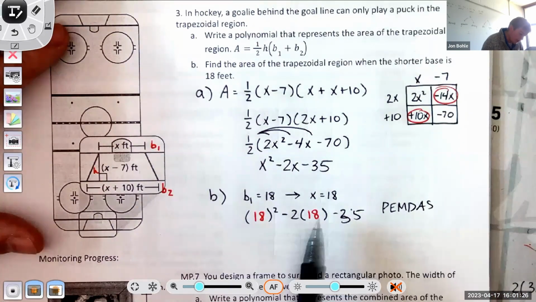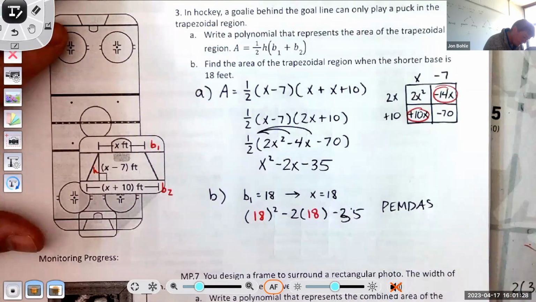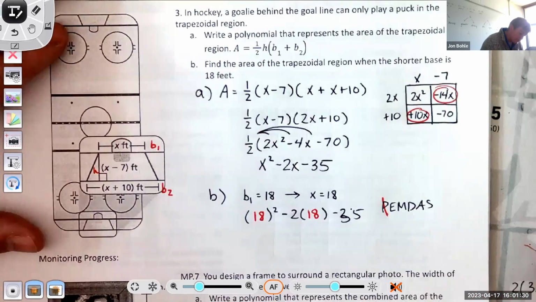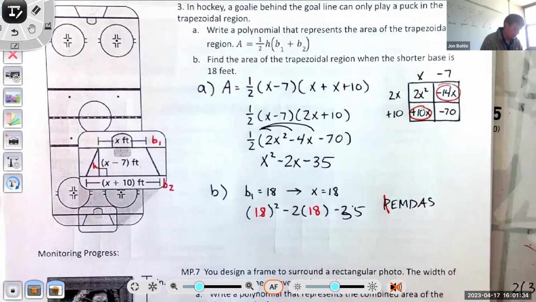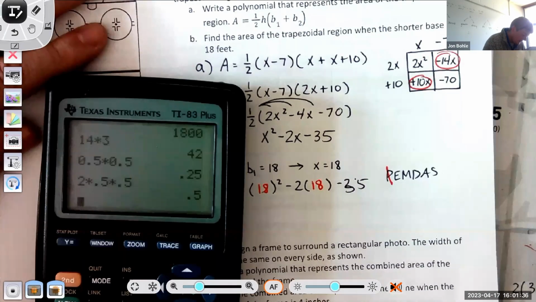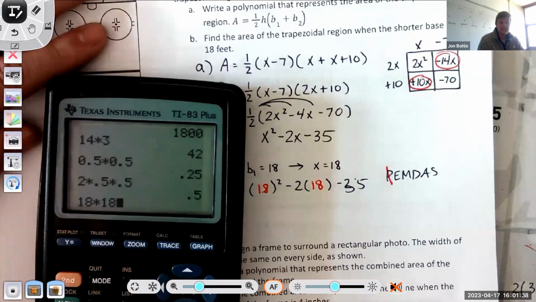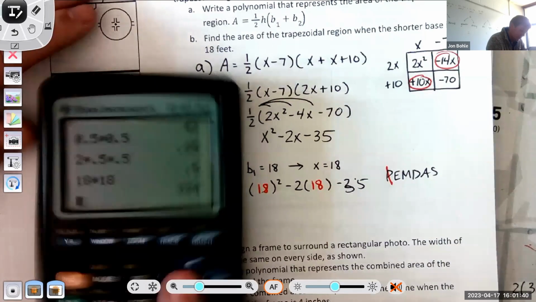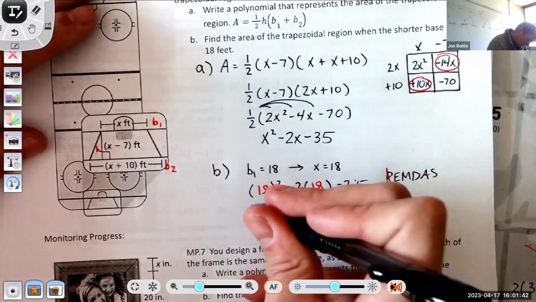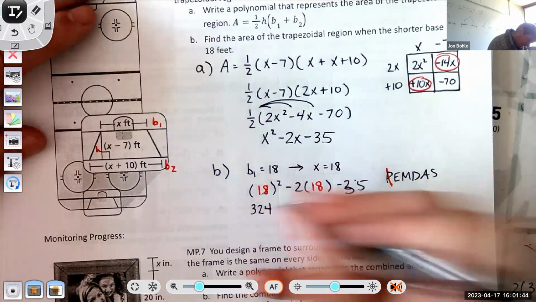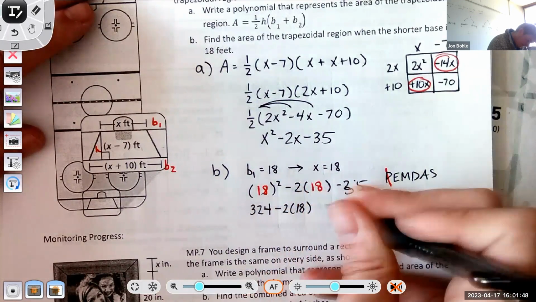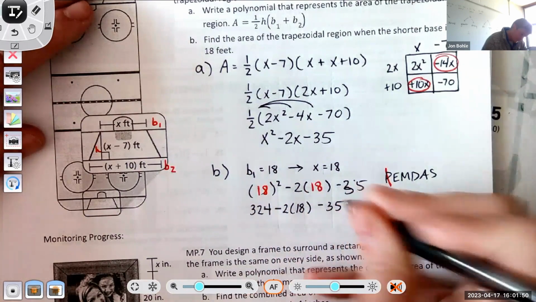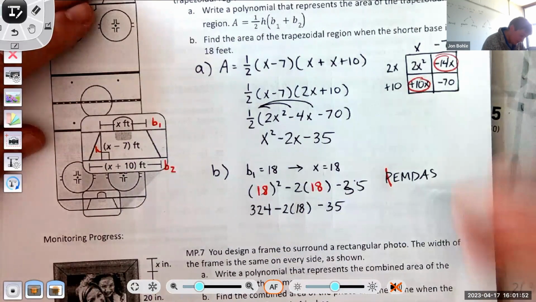Inside of parentheses are already simplified. Exponents, I do have exponents. I have 18 to the second power, so I'm going to utilize a calculator for that. 18 to the second power is 18 times 18, 324. Okay, so that's all my exponents.